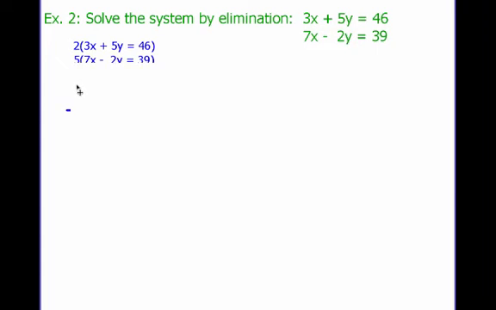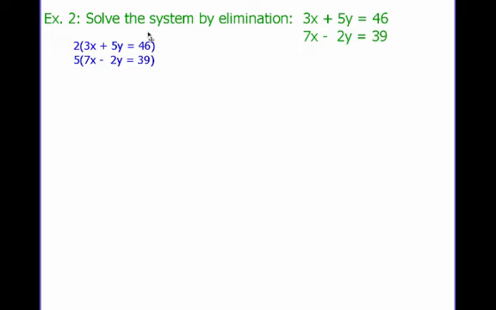And the way I'm going to do that is I'm going to change my y coefficient to 10. The way I'm going to do that, I'm going to multiply the top by 2. I'm going to multiply the bottom by 5. All right? So I'm going to multiply the top by 2, the bottom by 5. Because 2 times 5 will make this a 10y, and 5 times 2 will make this a negative 10y, and then I can just add them together.